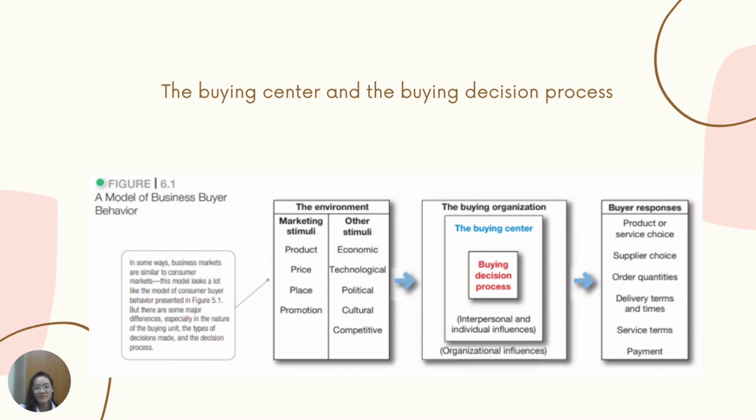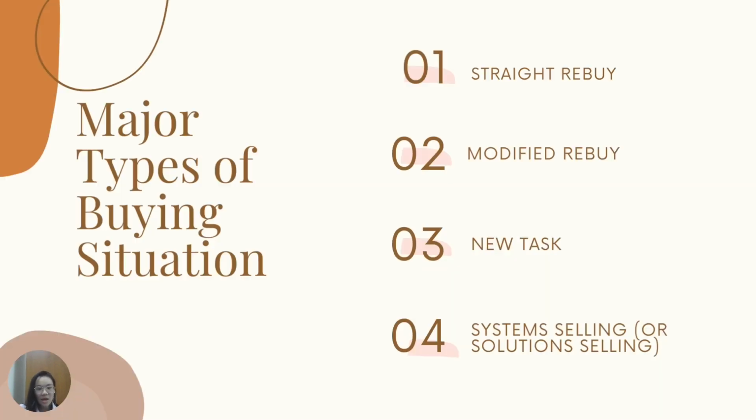This model offers four questions about buying behavior. What buying decisions do business buyers make? Who participates in the business buying process? What are the major influences on buyers? And how do business buyers make their buying decisions?